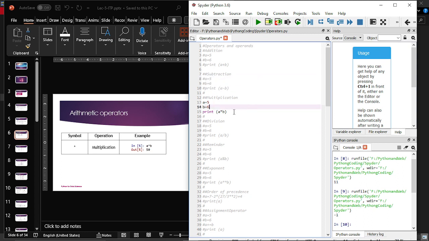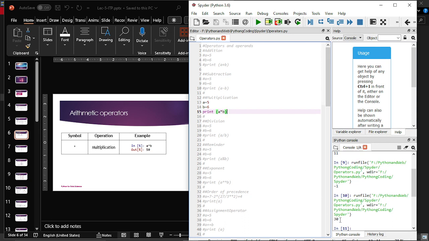Okay, so let us run this and see what the output is. So we are getting 30 here. For the last one we got -1. This time we got 30 because 6 fives are 30. So this is the multiplication operator.